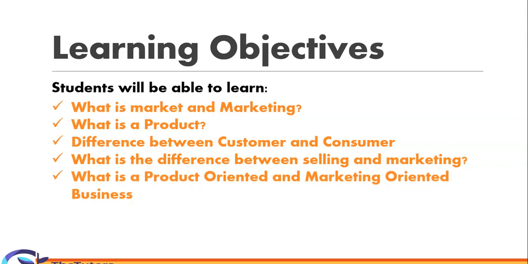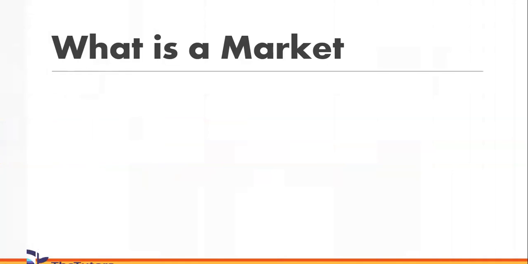The next objective is what is the basic difference between product oriented and market oriented business. These are again based on selling and marketing techniques. And the last one is marketing objectives. So, what could be the different marketing objectives that we carry?